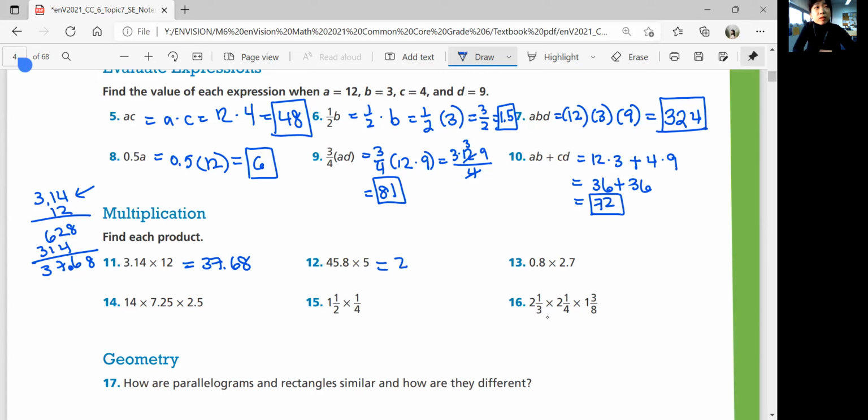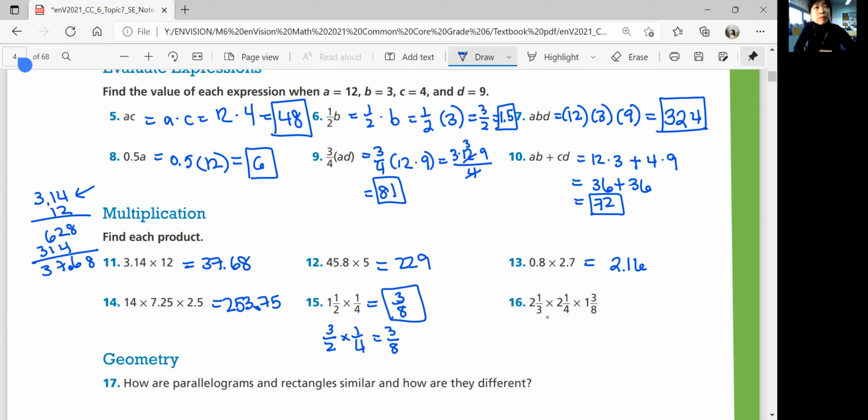In the same way, can you figure out all the other ones, including the fractions? Number 12 must be 229. Number 13 must be 2.16. Number 14 must be 253.75. Number 15, how do you multiply fractions? You change this into an improper fraction and you get 3/2 times 1/4, and that's 3/8. And then what about this one? You also change that to an improper fraction.